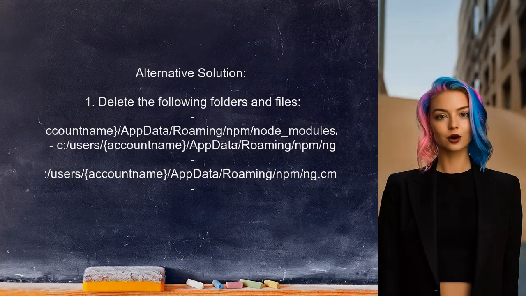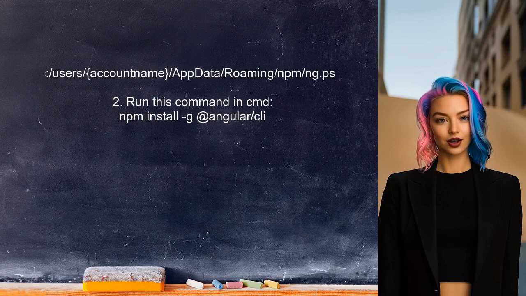An alternative solution provided by another user involves a few steps to resolve the npm install error. First, delete the Angular-related folders from your npm directory. Specifically, remove the @angular folder, the ng folder, and the ng.cmd and ng.ps1 files from your AppData Roaming npm directory. After that, run the command npm install -g @angular/cli in your command prompt.